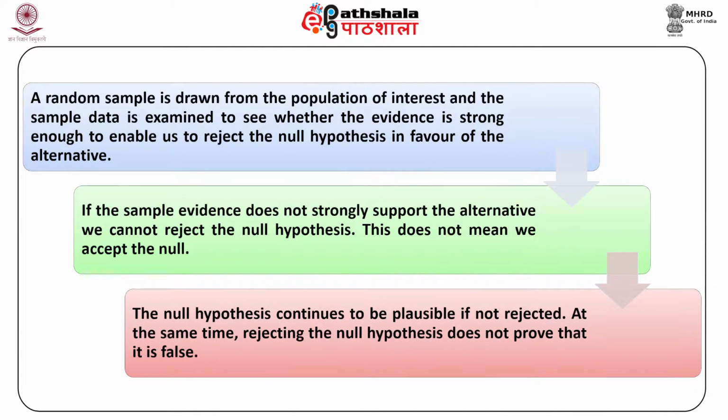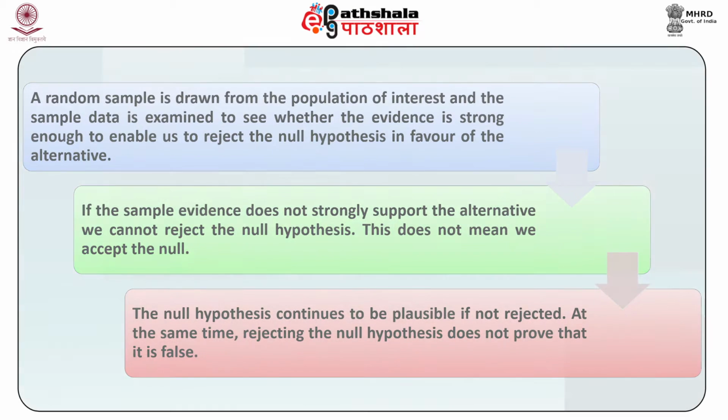A random sample is drawn from the population of interest and the sample data is examined to see whether the evidence is strong enough to enable us to reject the null hypothesis in favor of the alternative. If the sample evidence does not strongly support the alternative, we cannot reject the null hypothesis. This does not mean we accept the null hypothesis. The null hypothesis continues to be plausible if not rejected. At the same time, rejecting the null hypothesis does not prove that it is false.